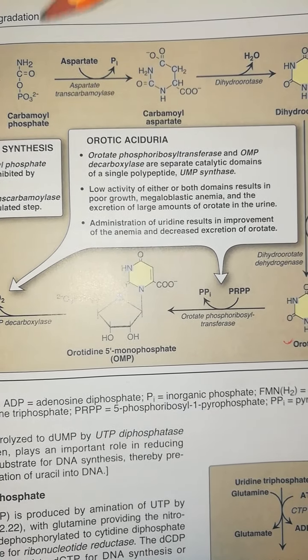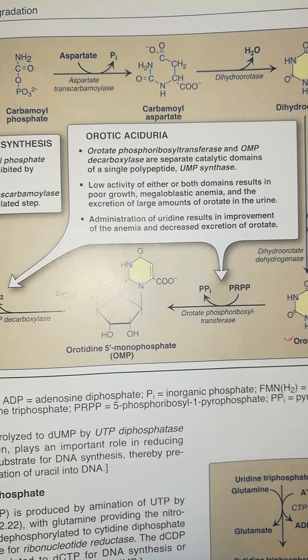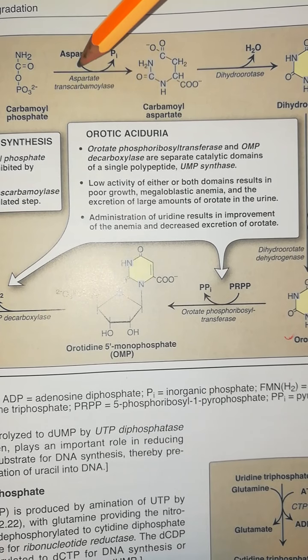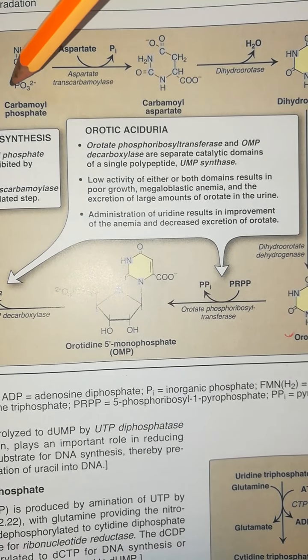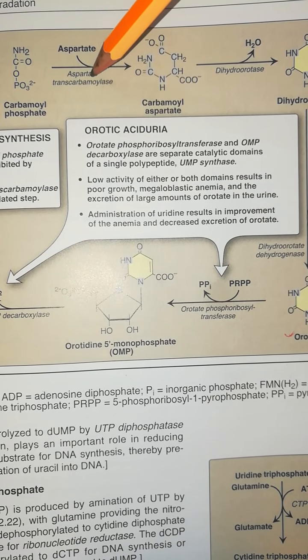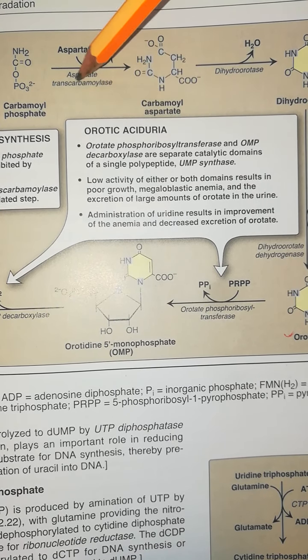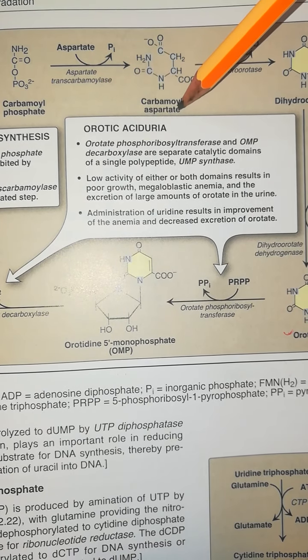Here carbamyl phosphate is converted into carbamyl aspartate. Aspartate is added and inorganic phosphate is removed. Aspartate plus carbamyl phosphate, in the presence of aspartate transcarbamylase, this enzyme acts here. So the chemical structure we get is named carbamyl aspartate.